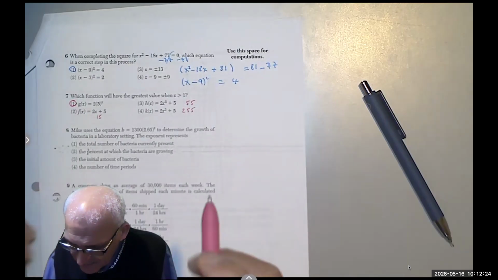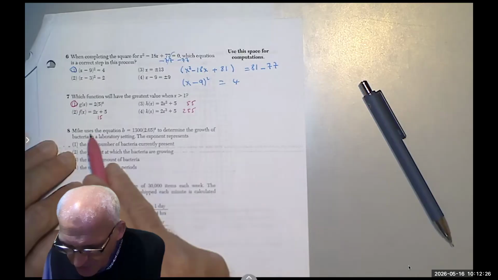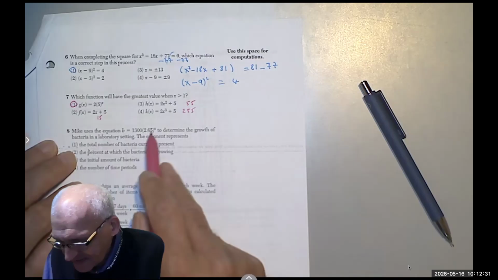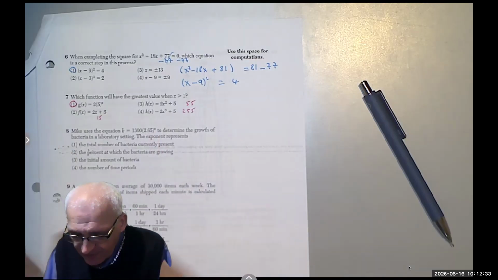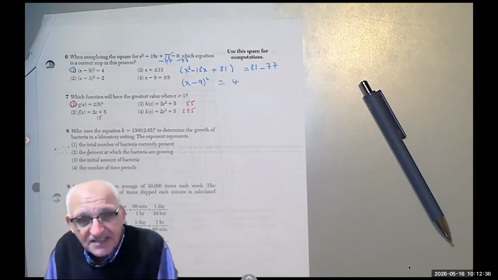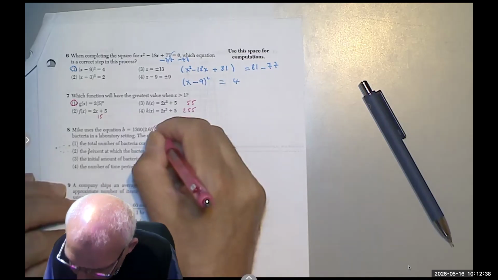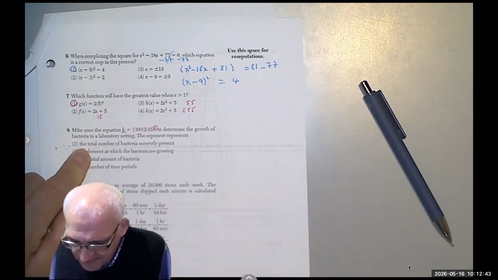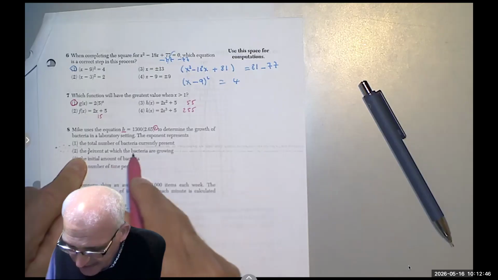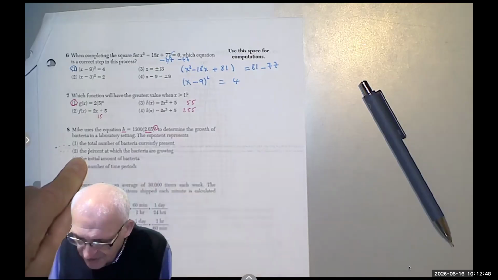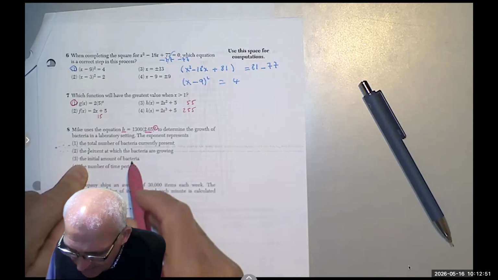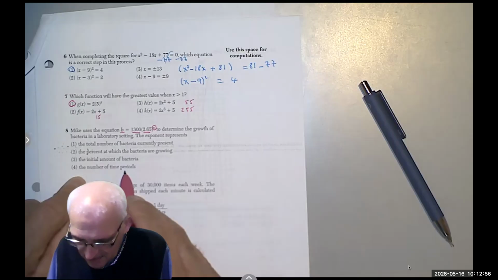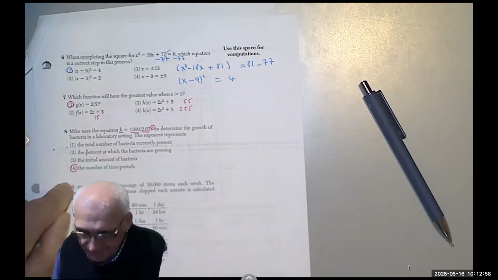Okay, Mike uses the equation b equals 1300 times 2.65 to the x to determine the growth of bacteria in a lab setting. The exponent represents what? Is it the total number of bacteria? No, the total number of bacteria is b. The percent at which the bacteria are growing? Now, that's what's between the parentheses. The initial amount of bacteria? No, it's this. Number of time periods? Yes, it's the number of time periods, definitely. Right?